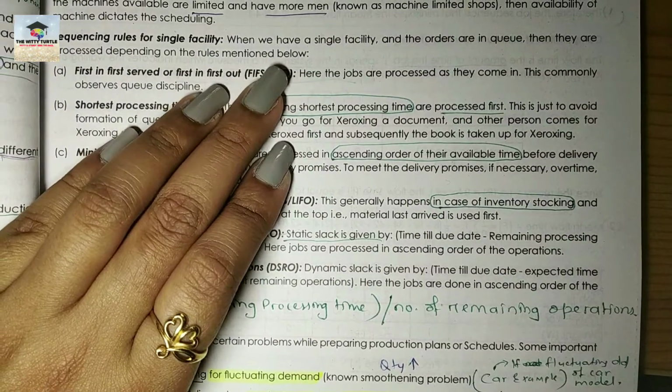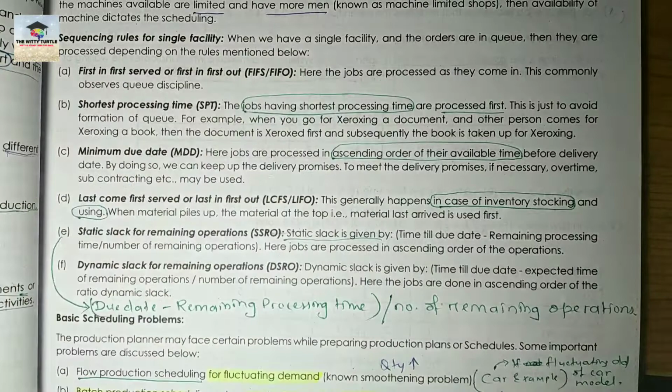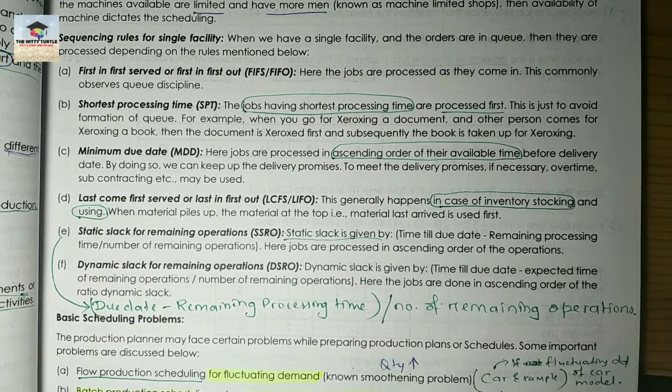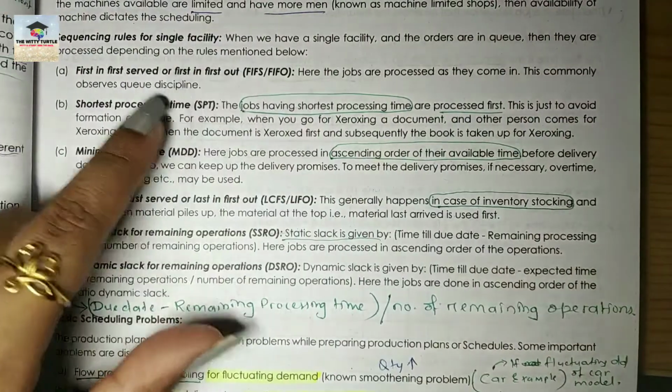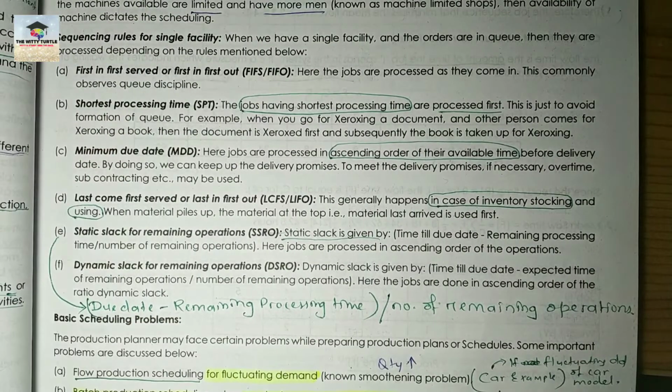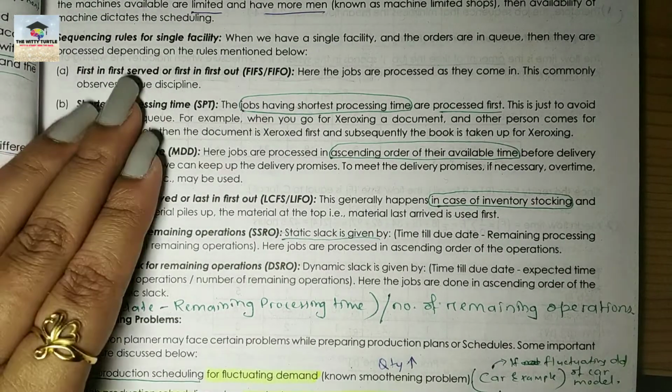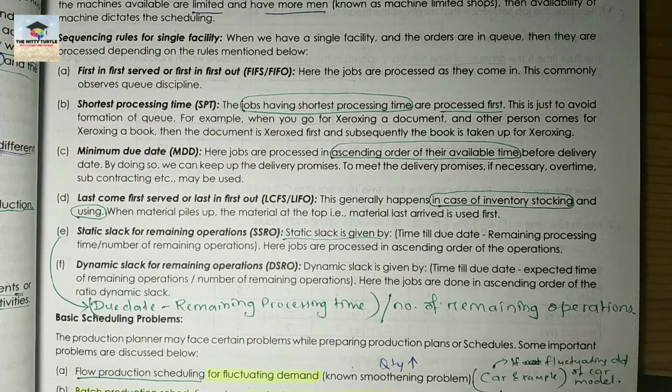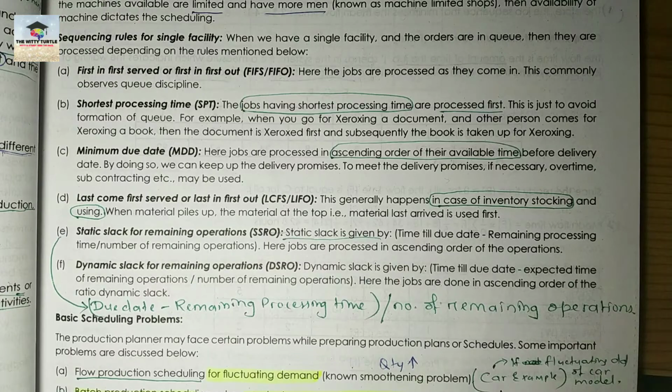So here it is saying that when we have a single facility and all the orders are in queue, they are all in line, then they are processed depending on the rules mentioned below. So how many rules are there? There are a total of 6 rules. The first one is the FIFO method. The jobs are processed in FIFO method, first in, first out. That means whichever job has come first will be processed first.